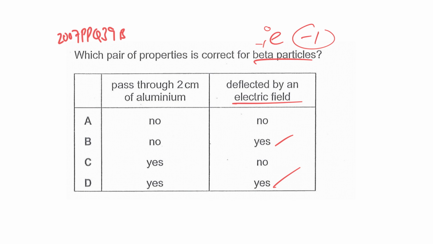Another thing that you learn when you learn the basics of the emissions is that beta will be stopped, or blocked, by just a few millimetres of aluminium. So this is 2 cm, definitely it cannot pass through. So the answer will be B.